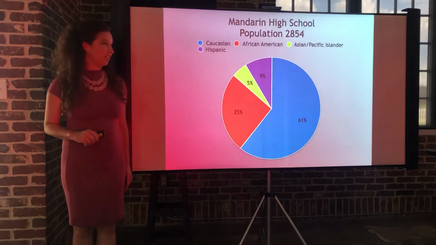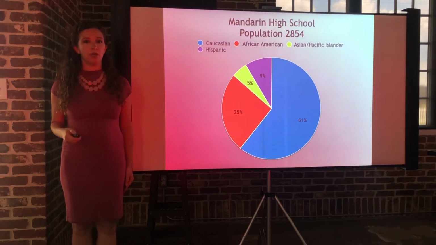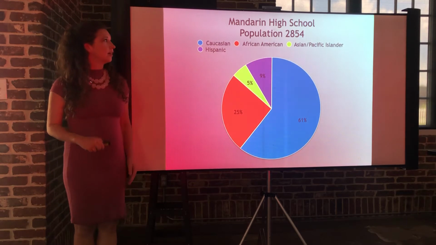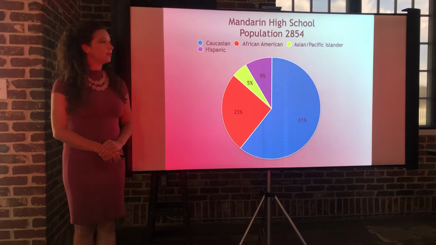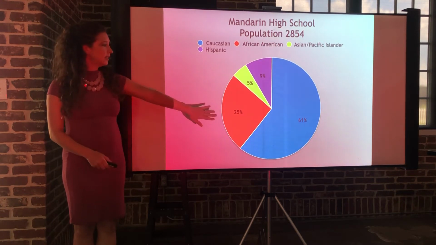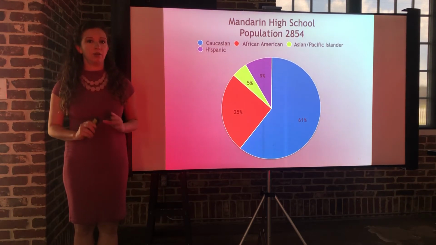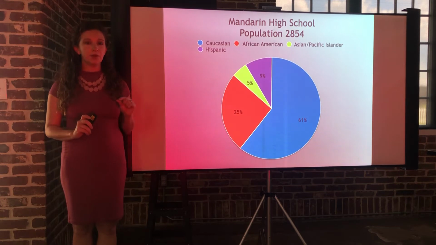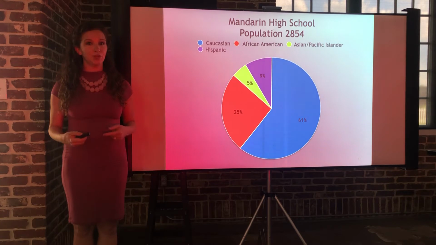Now to my methodology. Let's start by understanding the population of the school in which I teach. When this research was conducted, the population of Mandarin High School was 2,854 students. As you can see by this graph, the majority of students are considered Caucasian, although I want to make a particular note that Caucasian at Mandarin High School includes many first-generation students who are Albanian, Bosnian, Polish, and Romanian.